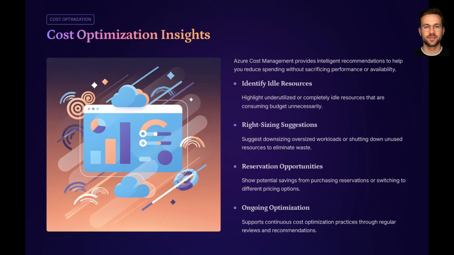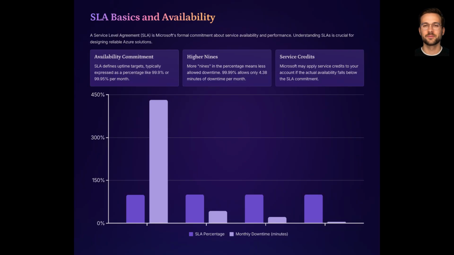Now, let's talk about Service Level Agreements, or SLAs. A service level agreement is a contract that describes the level of service a provider commits to deliver. In Azure, SLAs typically define uptime or availability targets for a given service or feature. For example, a service might offer an SLA of 99.9% availability per month. This means that Microsoft commits that the service will be available at least 99.9% of the time in a given month. And if this target is not met, the customer may be eligible for service credits.